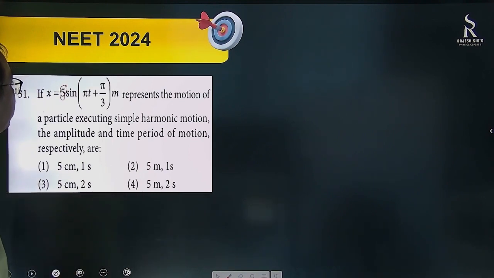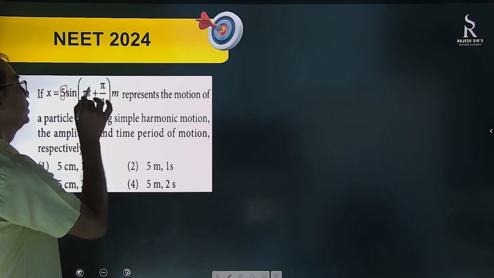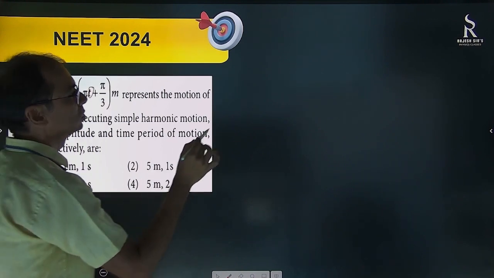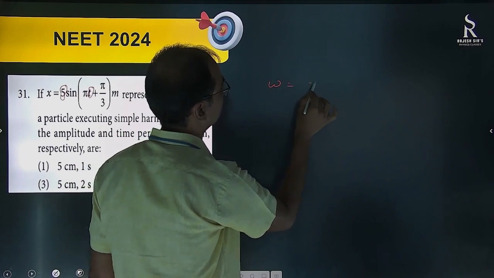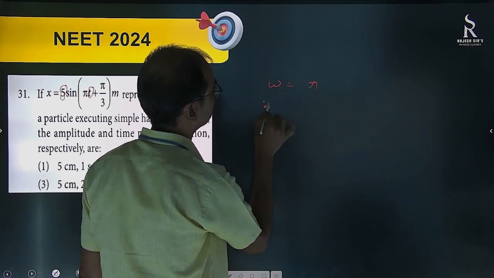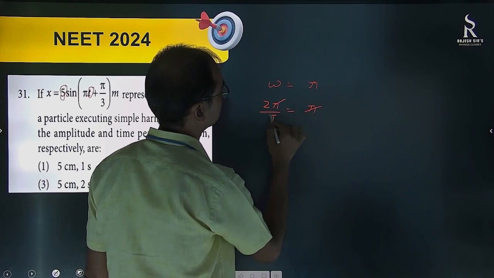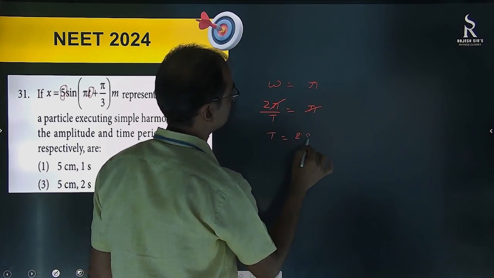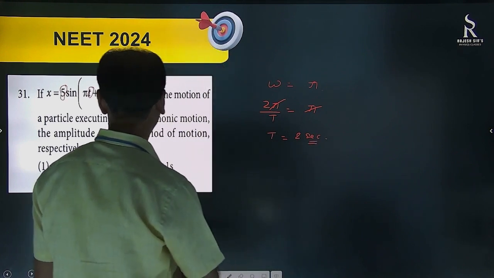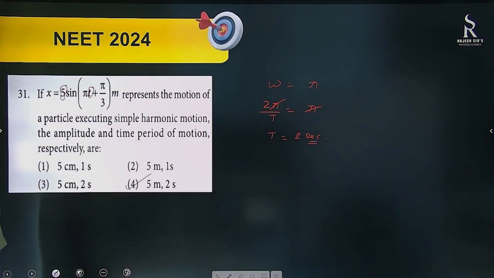Okay. Then time period. Now, coefficient of t is omega. So omega is given pi. And what is omega? 2 pi by T. T equal to what? 2 seconds. So my answer is 4. Very easy question. Very basic. Next.